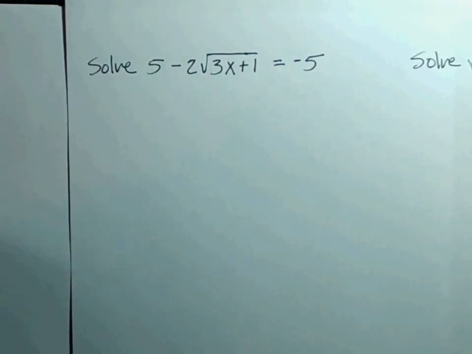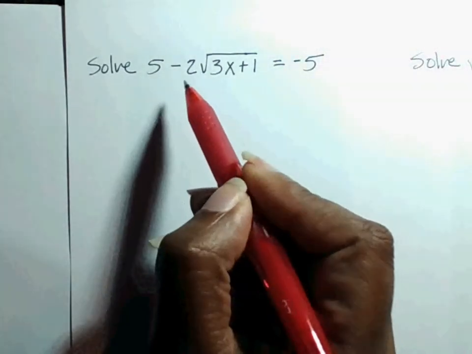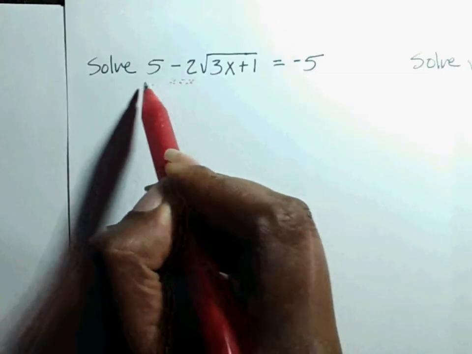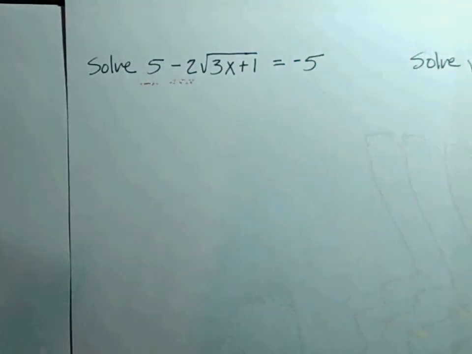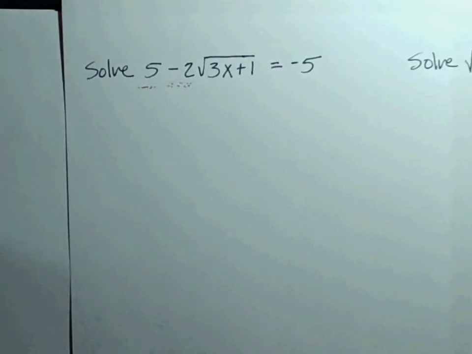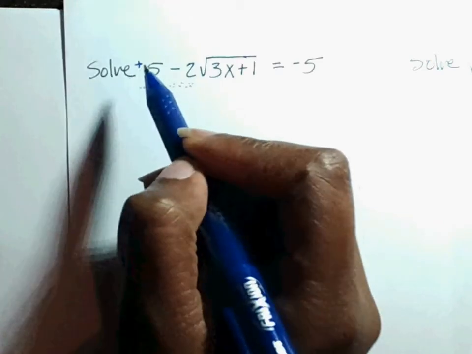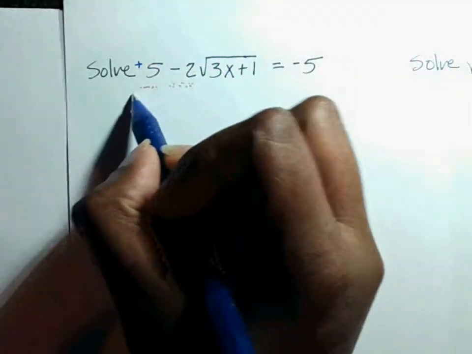Gotta get the radical by itself. Is my radical by itself? No, it is not by itself. I need to get rid of this -2 right here that's messing around. I need to get rid of this 5 right here, and then I'd have the radical by itself. Alright, so I'm going to get rid of the 5 because it's not really touching my radical. I always get rid of stuff not touching my radical. So in order to get rid of a +5, because it's positive, it doesn't have a negative in front, I'm going to subtract 5 from both sides.